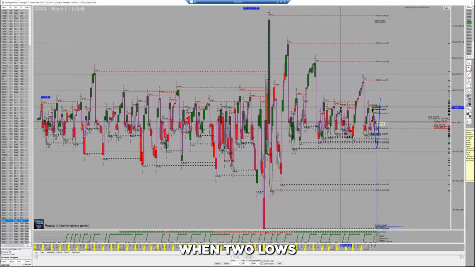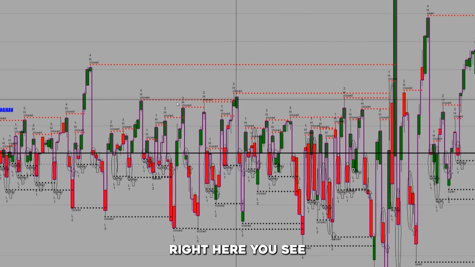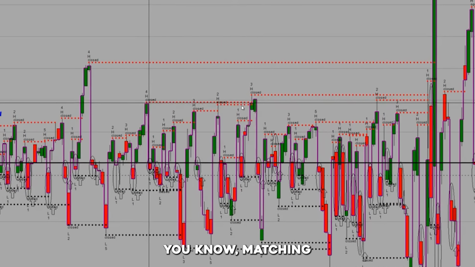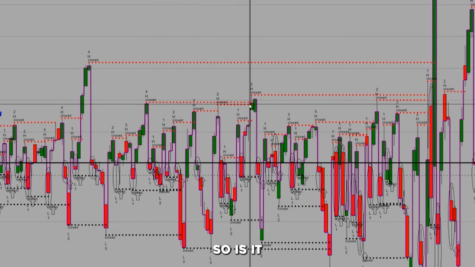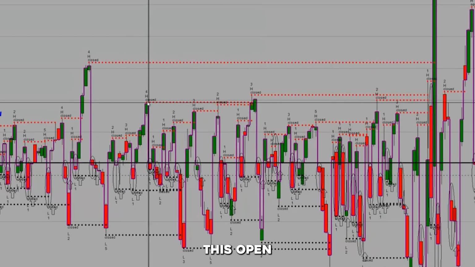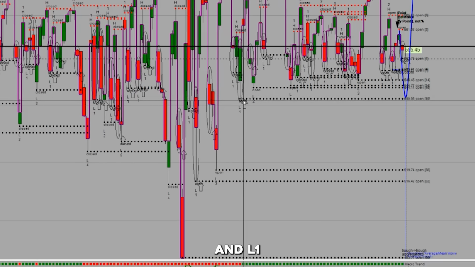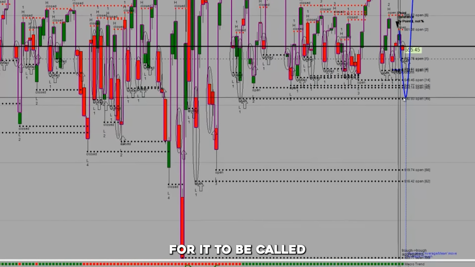So when two lows or highs are exactly at a symmetry, that leads to the formation of symmetrical highs or lows. For example, right here, you see this is a symmetrical high because these two highs are matching, right? Is it when the highs close that they're symmetrical? Yes, they have to close the open state right here. This open state right here at L1 needs to be closed for it to be called a symmetrical low, if that makes sense, right?